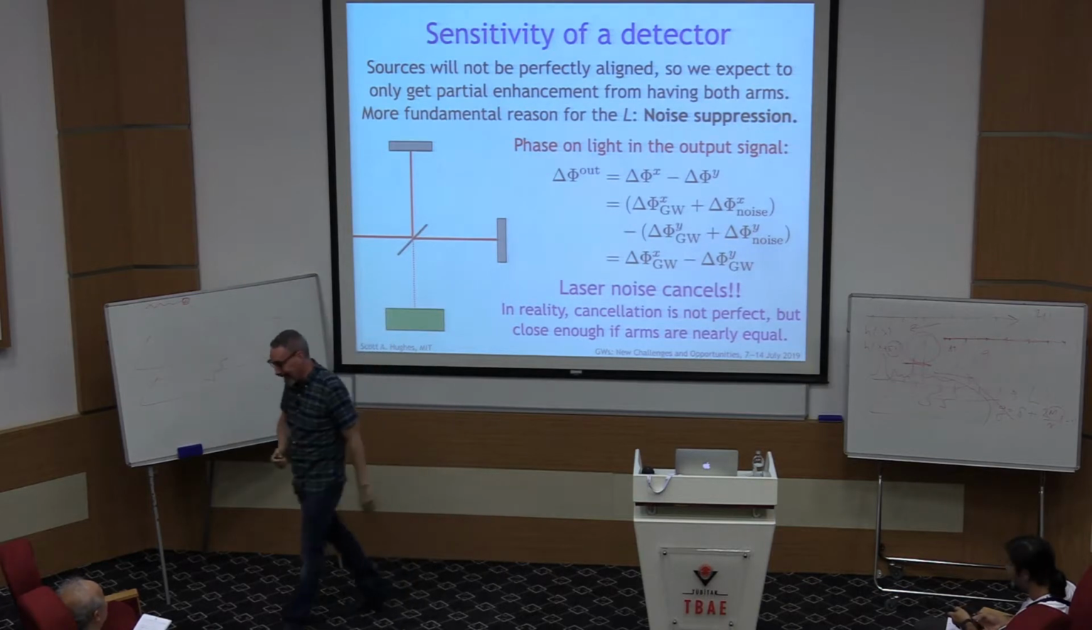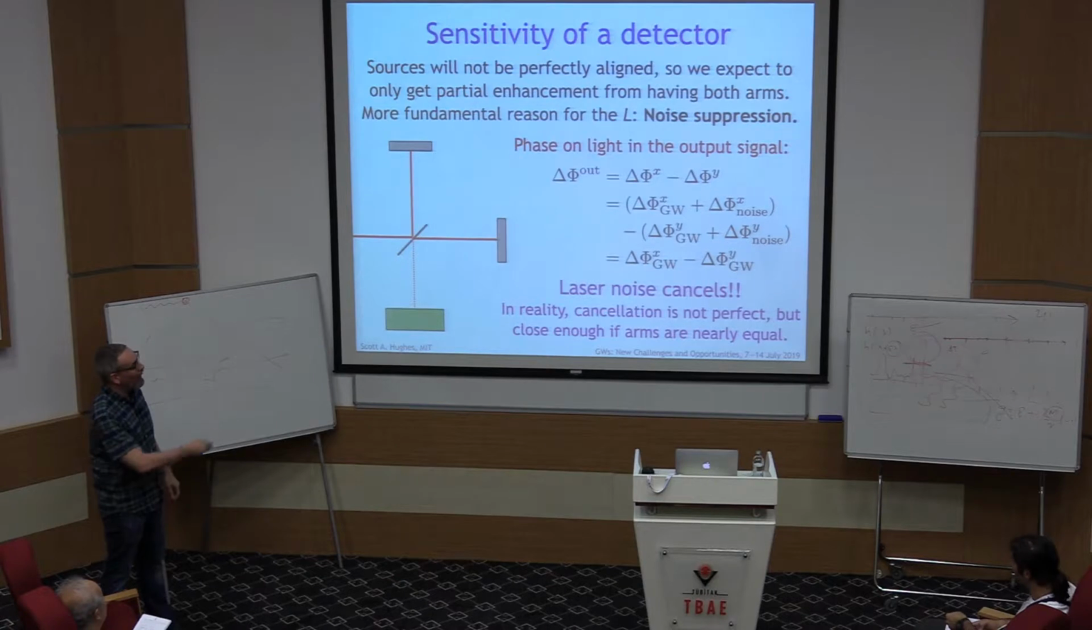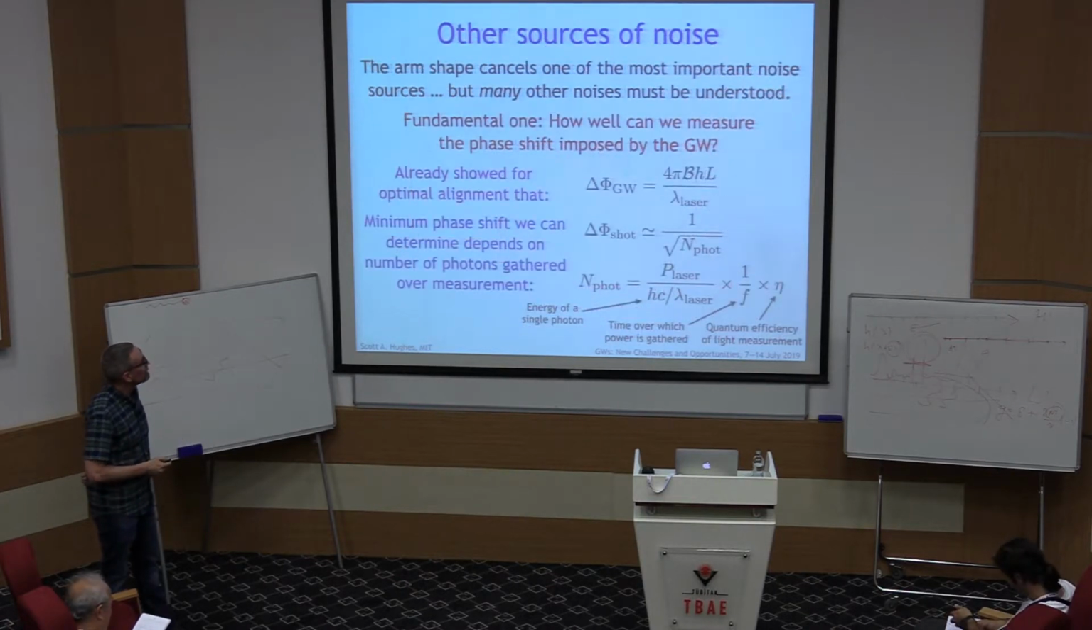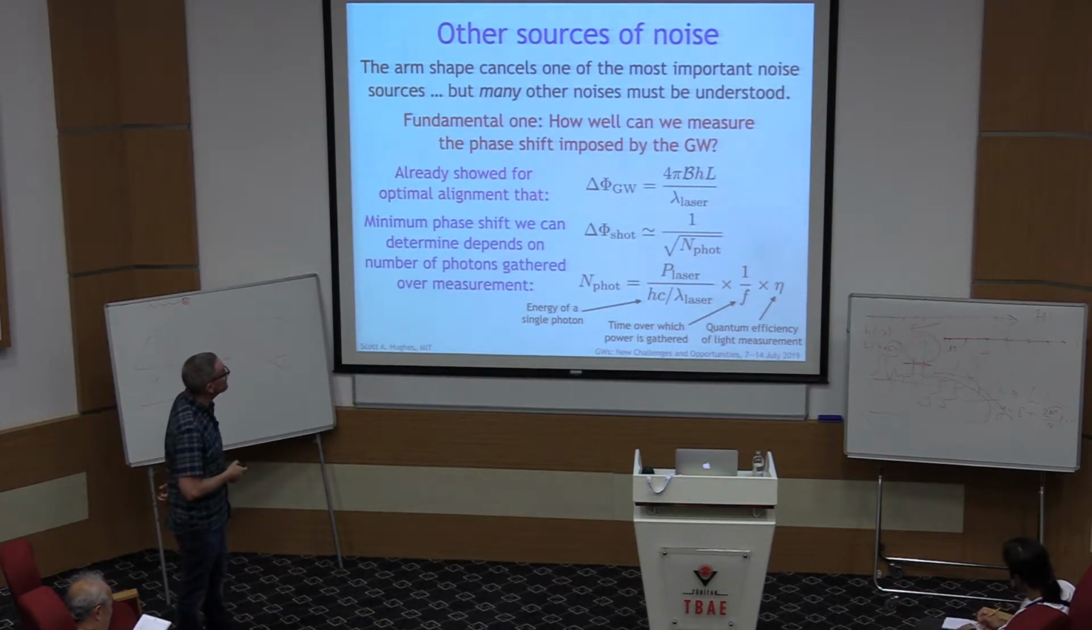At any rate, let's just say that smart people have been working on this for a while. This is why you make an L-shaped detector. You get that antenna pattern, which is good, but not the fundamental reason. You kill this very important source of noise, which is the other one. Now, there are other things that we need to understand.